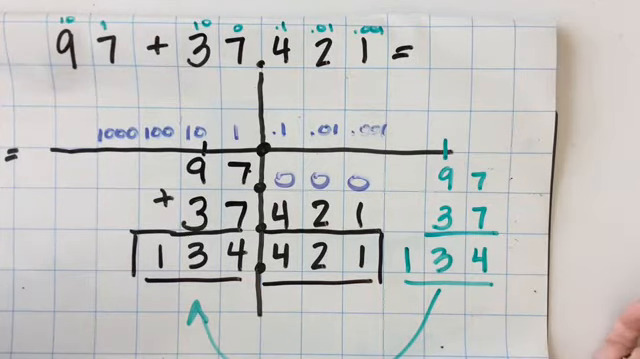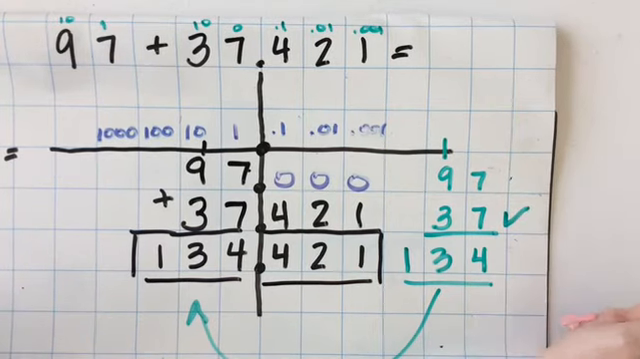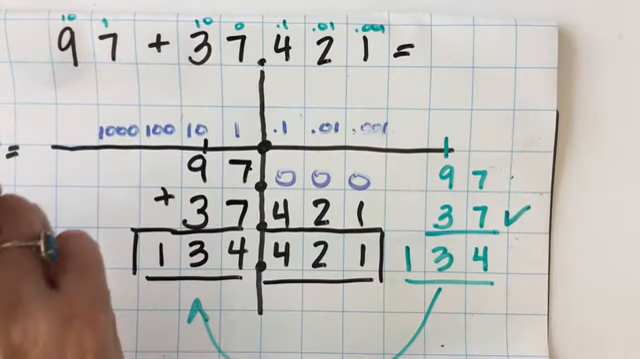This really helps us to make sure that we've put our decimal in the right location. So anytime I add and subtract decimals, I always go back and estimate with whole numbers.